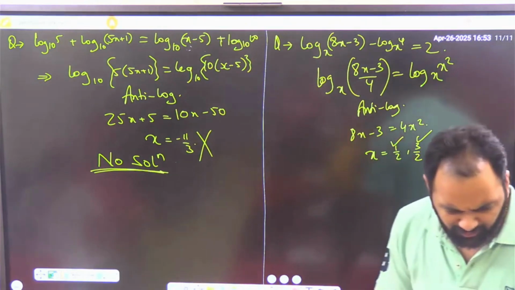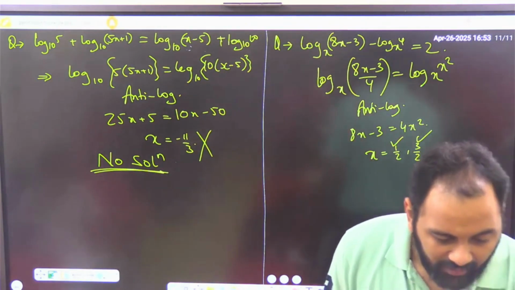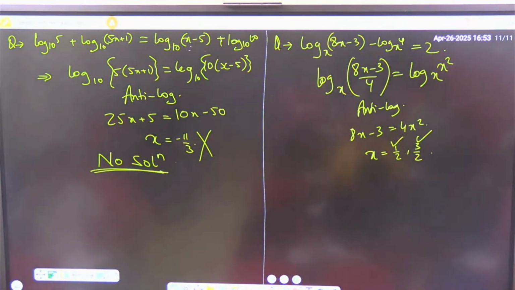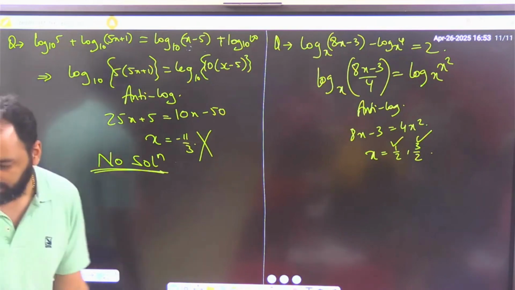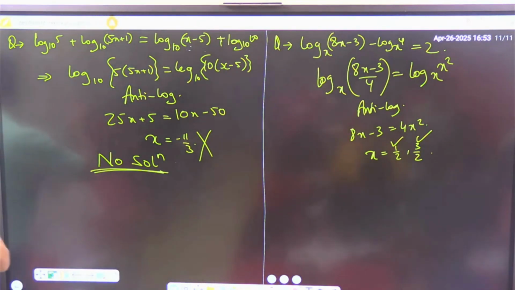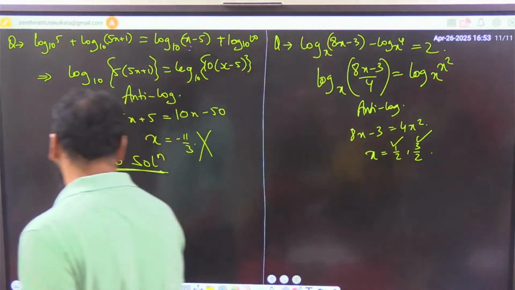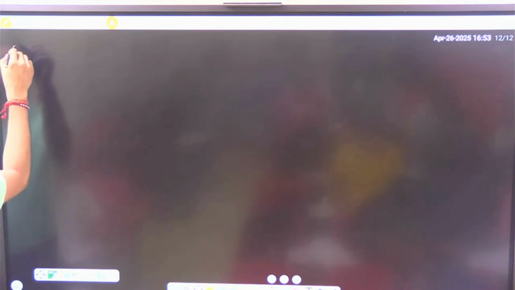You need greater than 0, not greater than 1: positive, positive. Okay. So for this particular case, both the values are valid, half and 3 by 2. Okay, next.